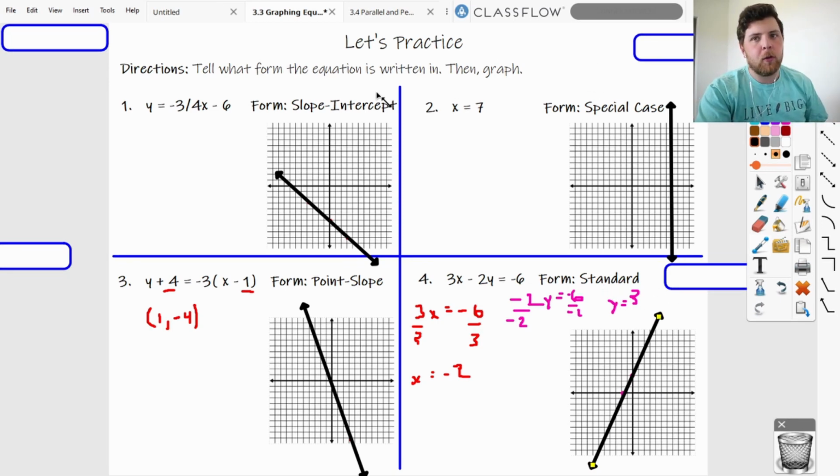And that covers all the basics of graphing linear equations. If you have any questions or you did not understand any of these concepts, feel free to reach out to your teacher. Please let us know. We would love to help you out further.